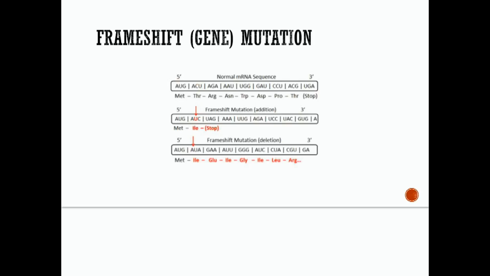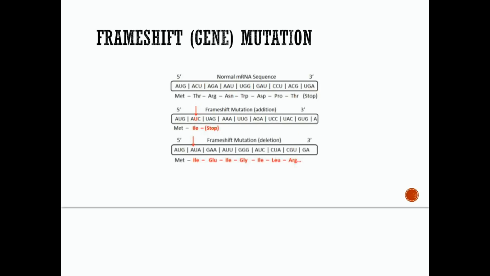Then it takes that U and moves it to the next frame, so it shifts everything down. It just happens to be that once it shifted, the UAG coded for a stop codon instead of the correct amino acid, so it made it super short.